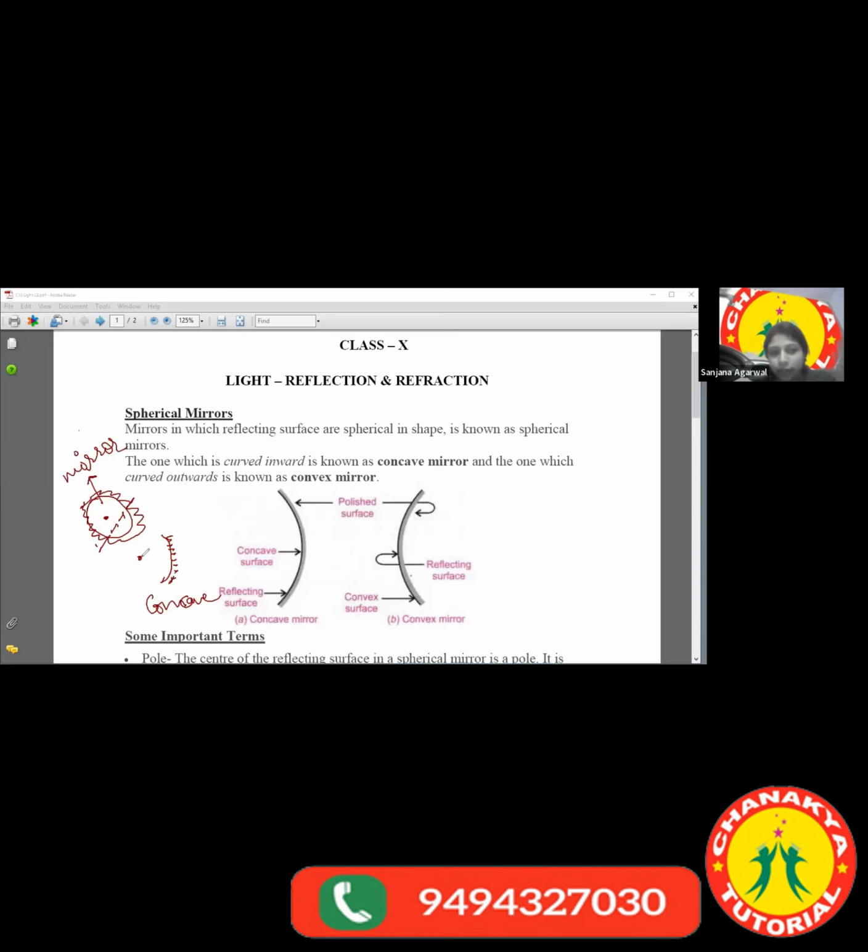So if I draw a straight line from this center point, which I'm denoting by capital C, to the center part of this concave mirror, then this axis is known as the principal axis. C stands for the center of curvature, right? If I draw a straight line touching the middle part of this aperture of the mirror, this is known as the principal axis. Okay. I'm drawing this diagram again, a bigger picture.